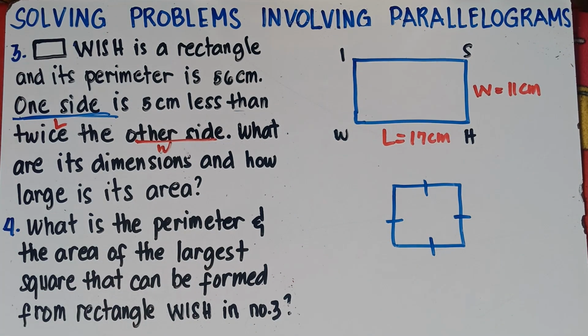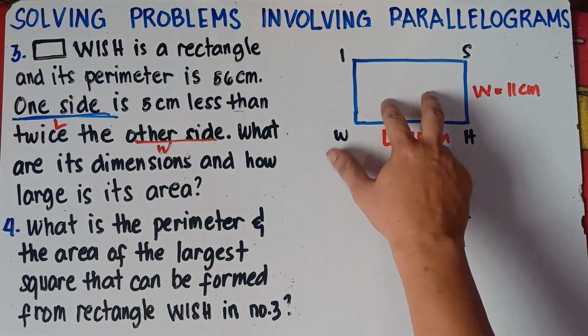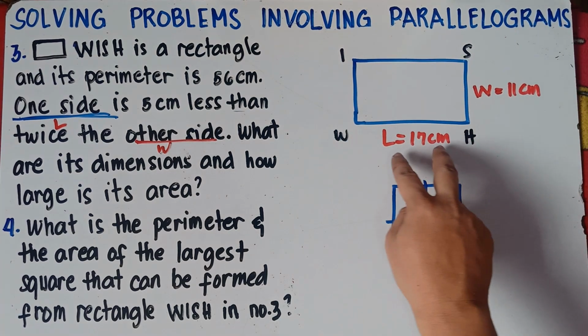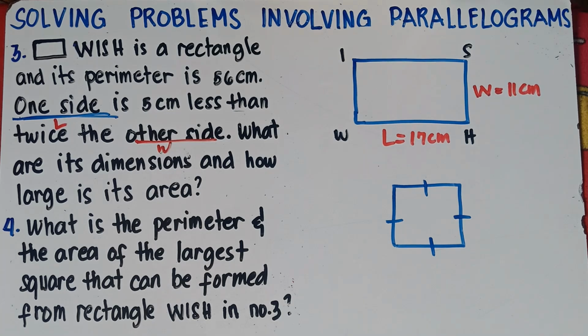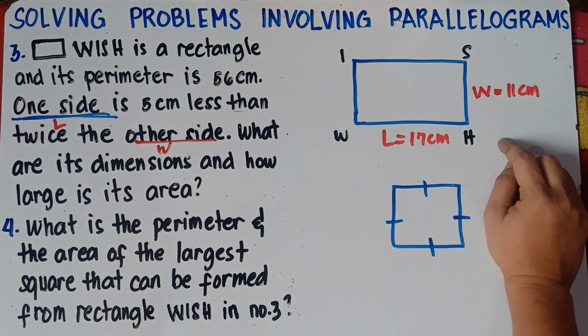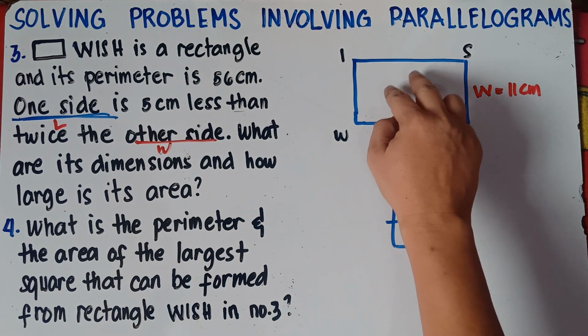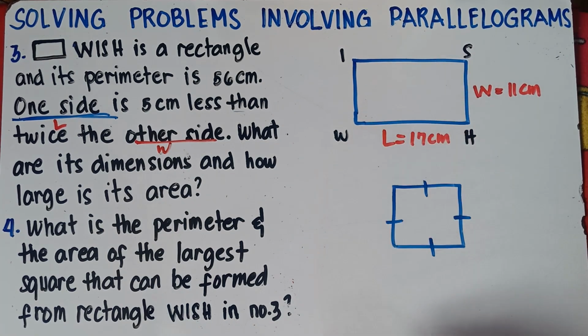And we're told to find the largest square that we can make in this rectangle WISH. So we already have the given width, that is 11, and 17 for the length. Of course, we cannot extend our width, class. Why is that, sir? Because we are just focusing on this rectangle. What will be the largest square that we can make out of this rectangle?